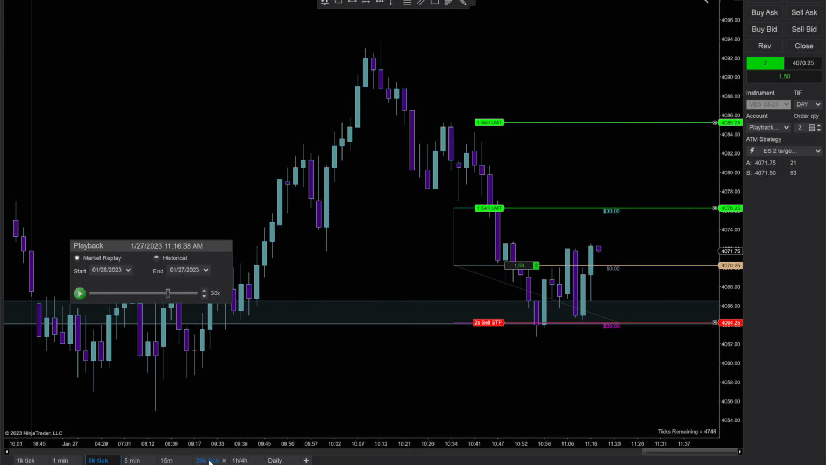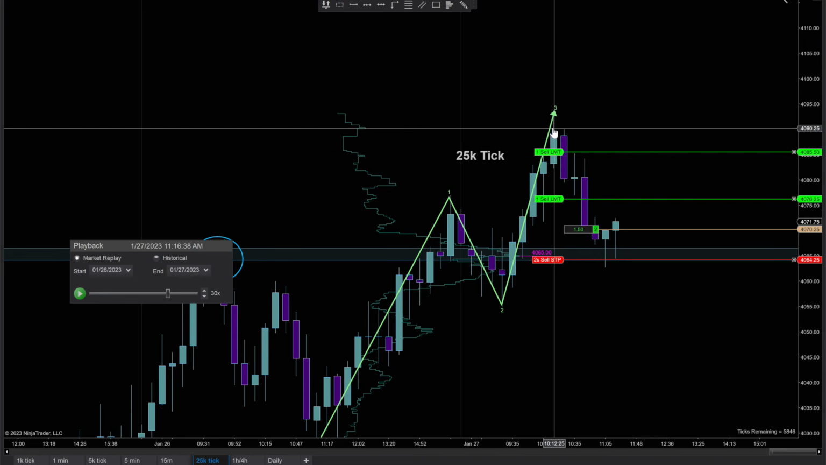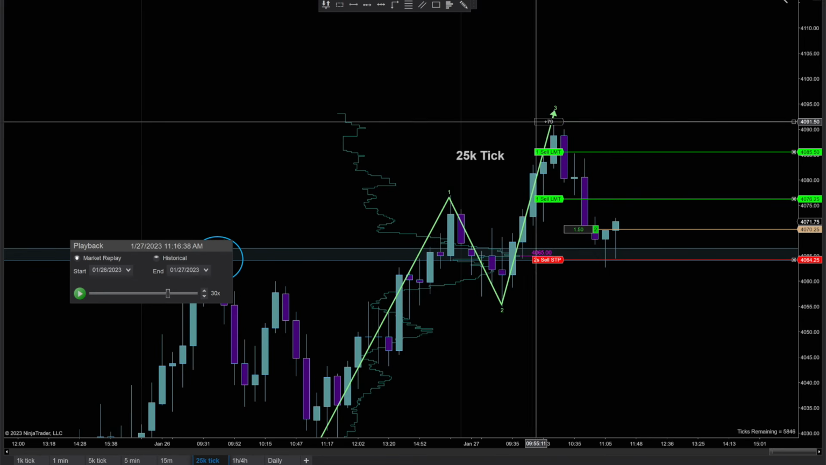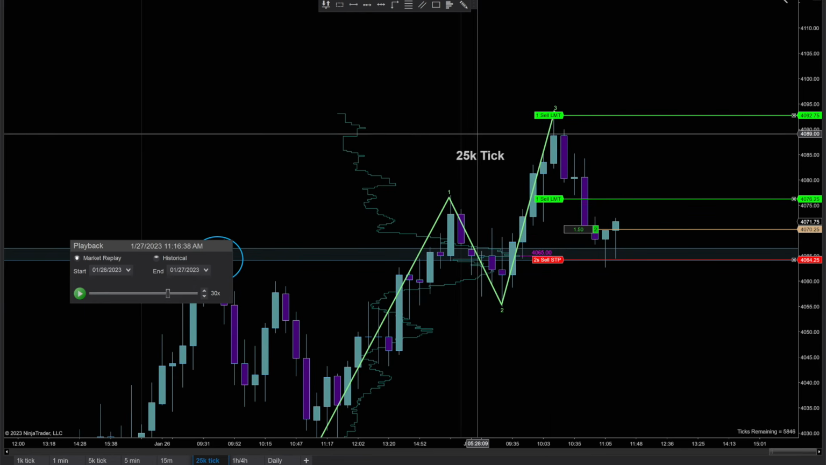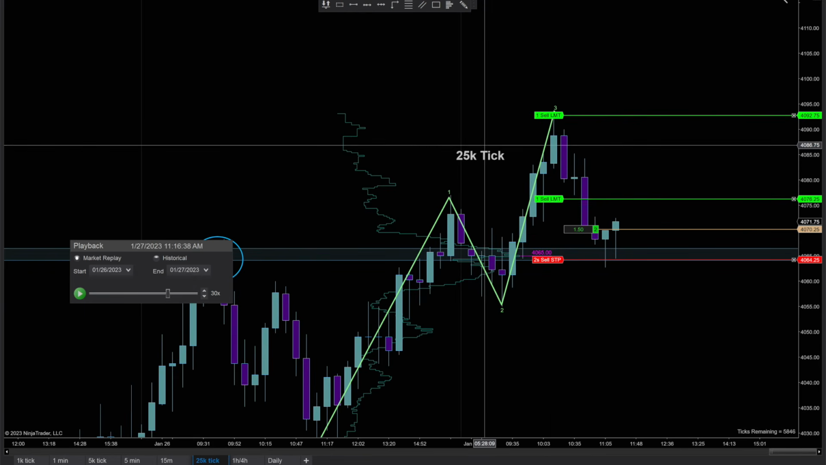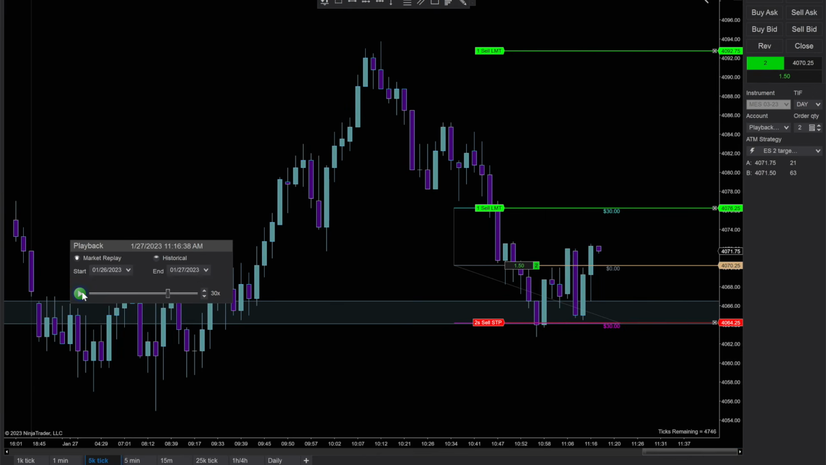Second target, we go back to our 25K tick. Where was that last high? It's right there. Now, sometimes I just go right to the bodies. I try not to be greedy, you know, but let's put it right there. Let's see what happens. Okay, so that gives us really nice risk reward. Let's let this play.